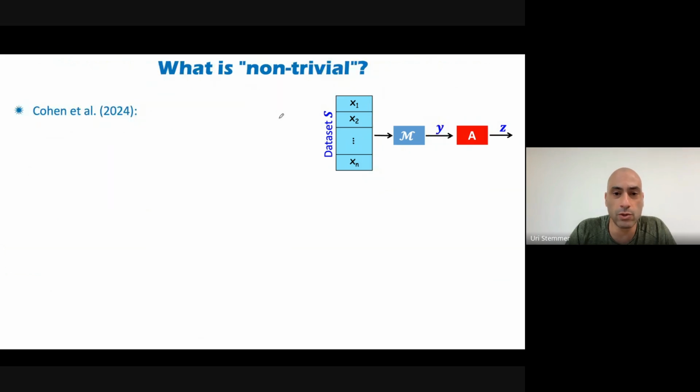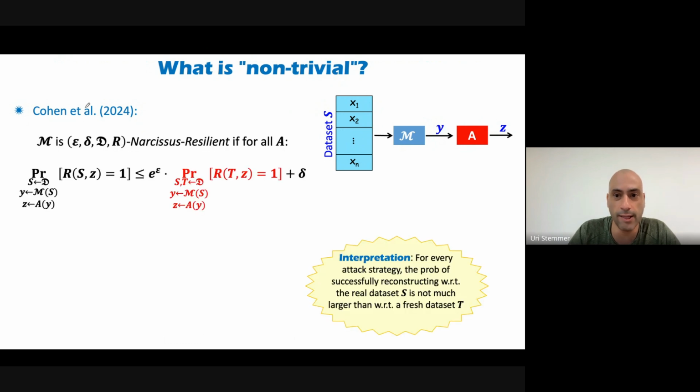Okay, so we're going to follow the treatment of Cohen et al. for formalizing this example. They proposed the following security definition, which they call Narcissus resiliency, saying the following. Algorithm M is secure, Narcissus resilient, with respect to the data distribution D and with respect to the reconstruction relation R, if the following holds.